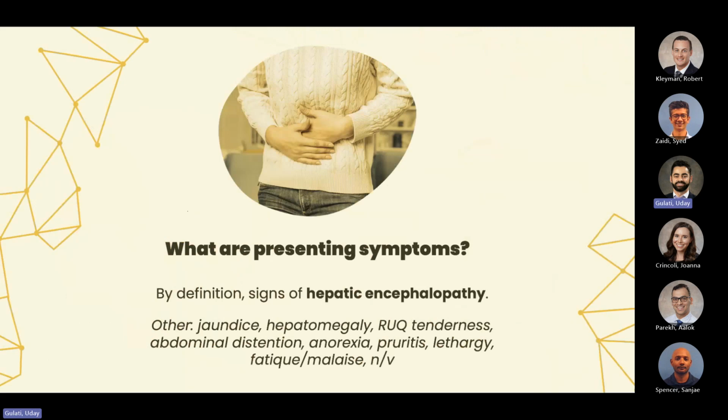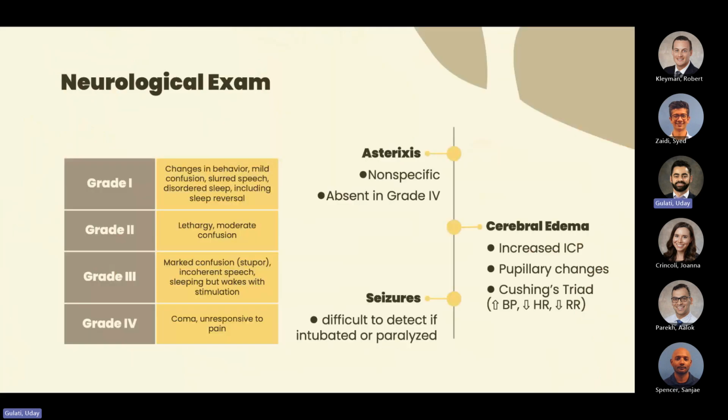And so when you think about that patient presenting acutely, yes, they may have jaundice, they may have some hepatomegaly, they may have some ascites, but the big thing that I'm looking for is signs of hepatic encephalopathy. And then we can actually grade that hepatic encephalopathy.